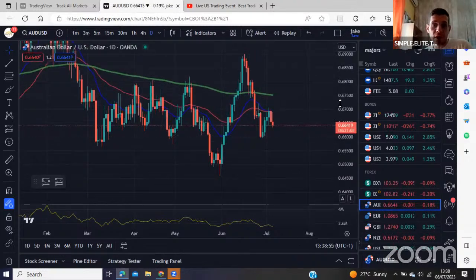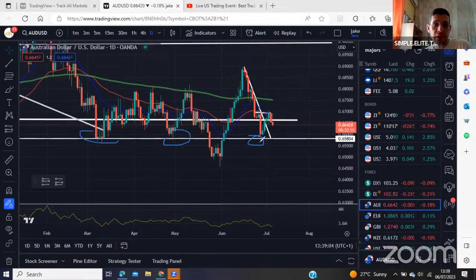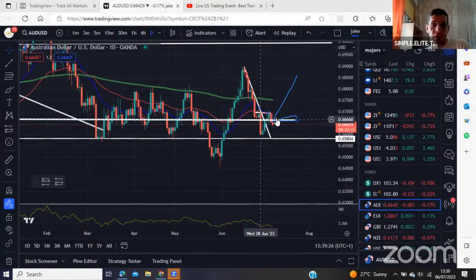Okay, so Australian dollar, we said that the 66 area was a good bounce, as you can see here. There can be two options here, basically. If the dollar is going to weaken, as we predict, I'm happy to be on the long side above this, which is 66.72. So if the price stays above, I'm happy to go on the long side.